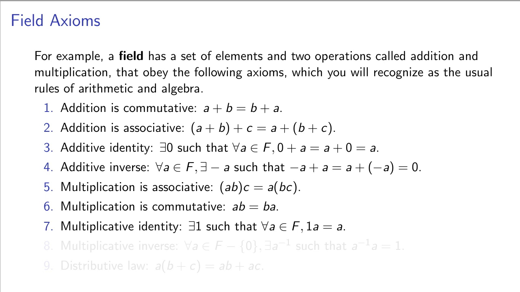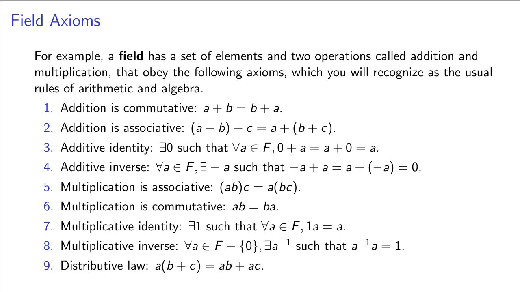We're almost done. Axiom 8 says, with the sole exception of 0, every element of the field has a multiplicative inverse. That is, for any A in the field, there exists a multiplicative inverse, A with the exponent minus 1, with the property that when you multiply A inverse by A, you get back 1. And finally, there's a distributive law. A times the sum of B and C is equal to AB plus AC.